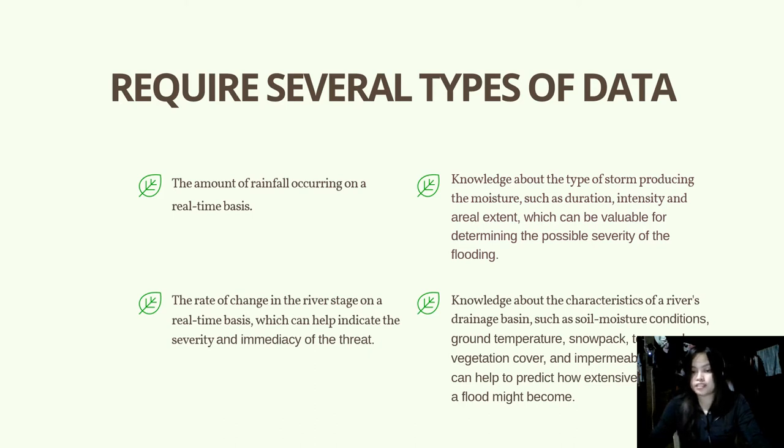And the fourth one is the knowledge about the characteristics of a river drainage basin, such as soil moisture condition, ground temperatures, snowpack, and so on, that can help to predict how extensive a flood might become.